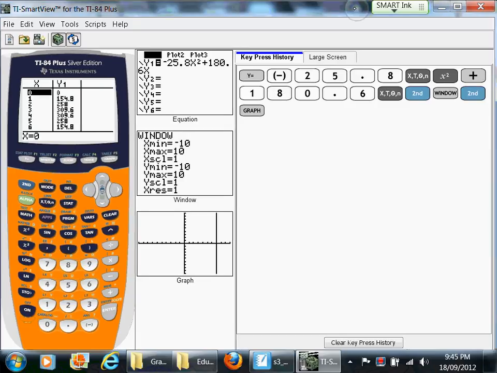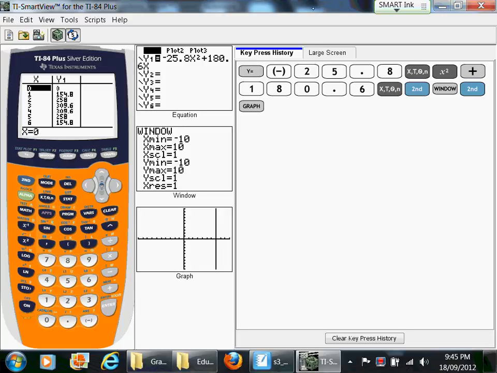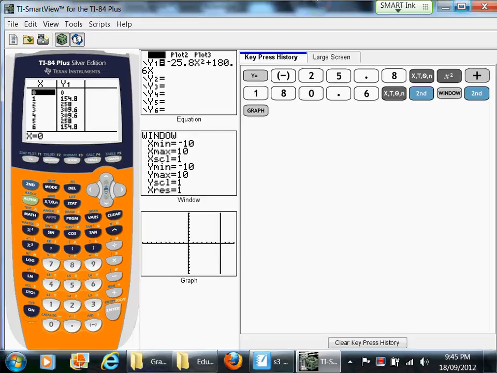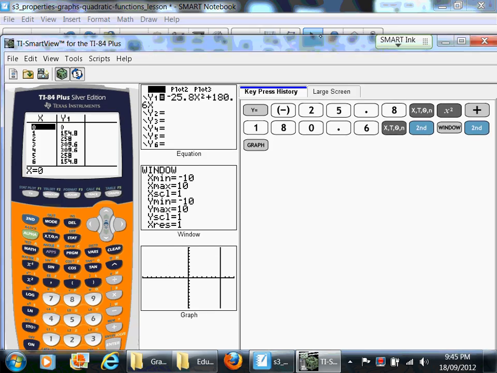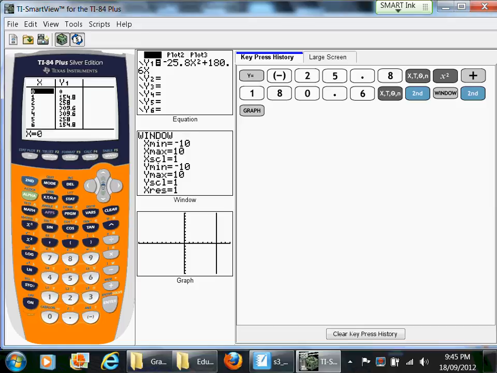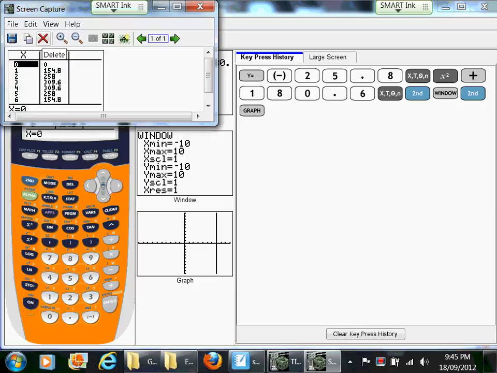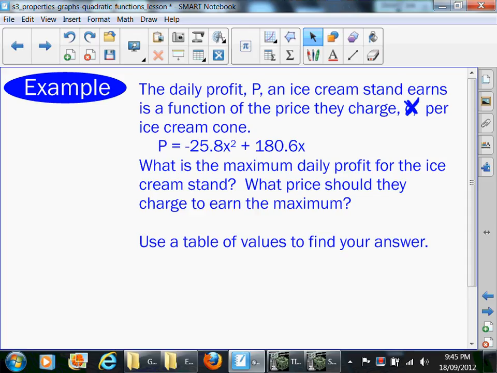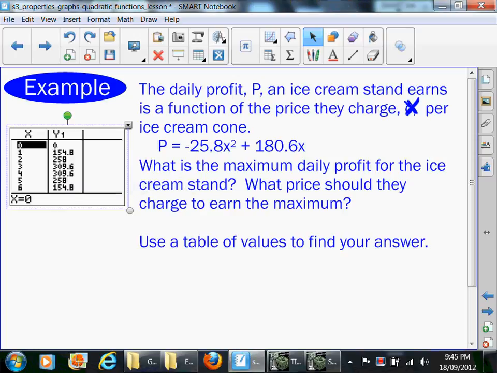So what I can do then, I'm going to cheat. Just for the sake of making this easier for me, I'm going to take a snapshot of this, go edit, copy, bring it to my lesson, so I don't have to flip back and forth. Right click, I'm going to paste it, there we go. So use a table of values. This is our table of values. This is nice and slick, because this is your x value, this is your p value.